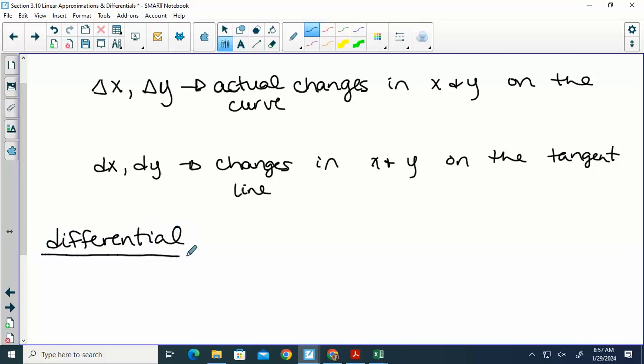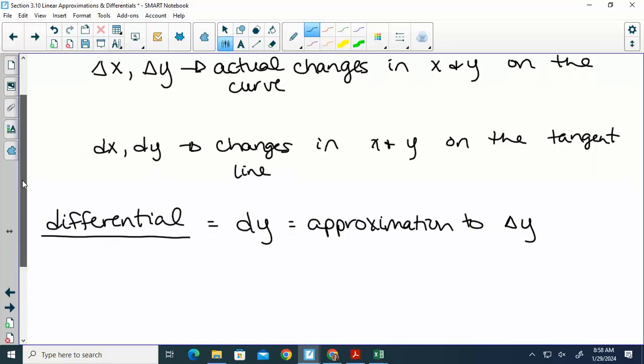So when I ask you for a differential, that is the dy, or it's our approximation to the change in y. Because if we are using the tangent line to estimate a point, we know that that point isn't completely accurate. So if I want to know how far off we are, that's like talking about the differential.